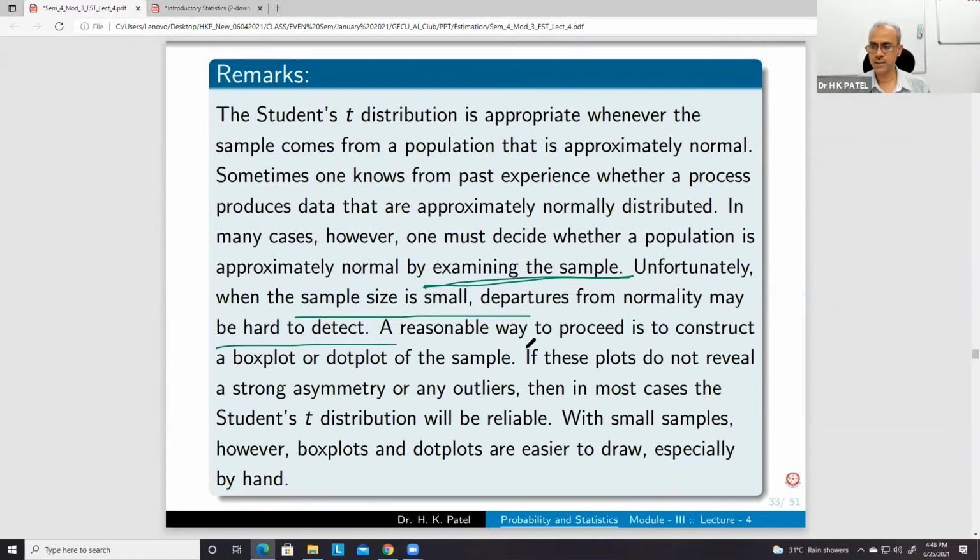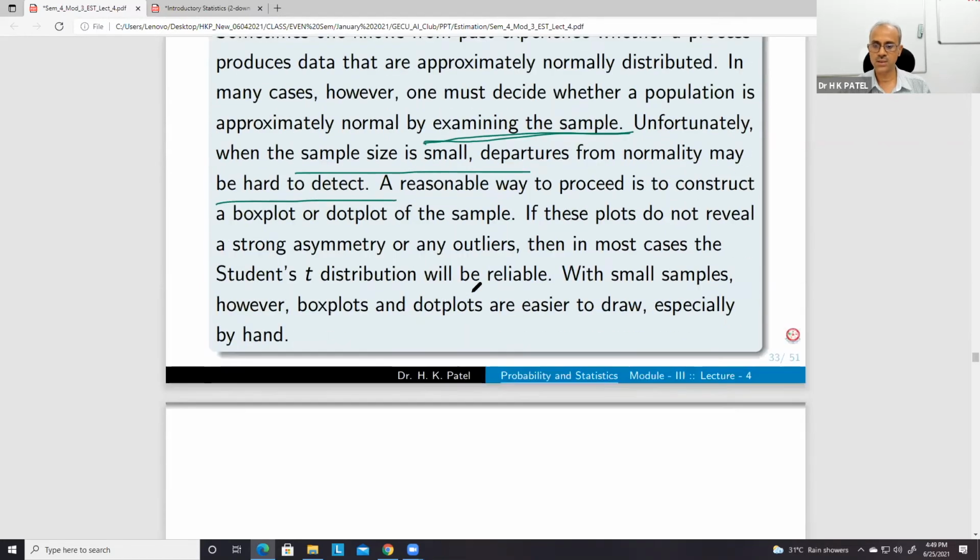So there are some methods given here, some way to proceed to construct a box plot or dot plot, or that normal probability curve we can draw to decide whether the given sample is approximately normal or not. We can use these techniques to decide, and once it is sure that it has come from a population which is approximately normal or the sample is normal, we can use this test.